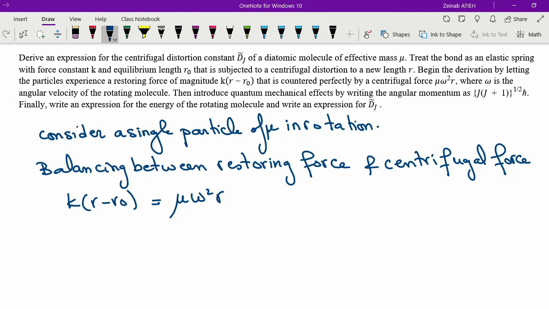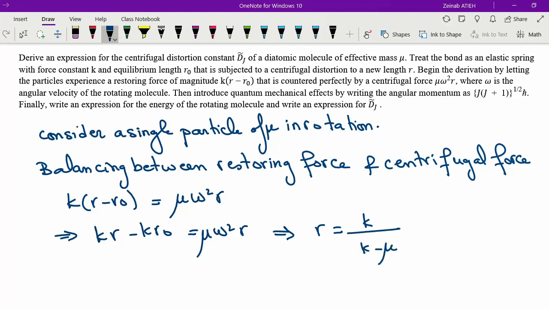Let's arrange: kr minus kr0 equals mu omega squared r, which implies, gathering r to one side, r equals k over (k minus mu omega squared) times r0, and at the same time we can write r0 equals (k minus mu omega squared) over k times r.